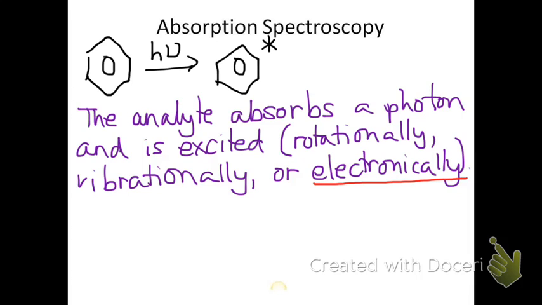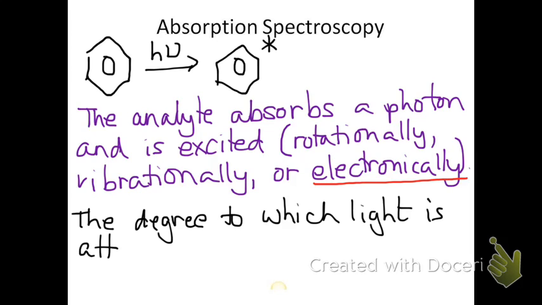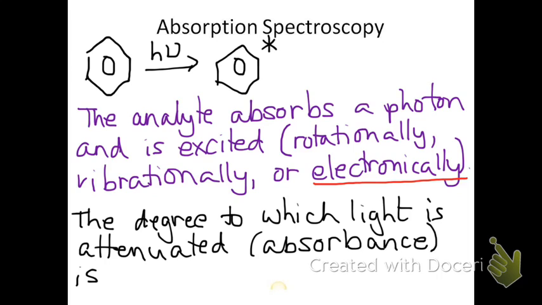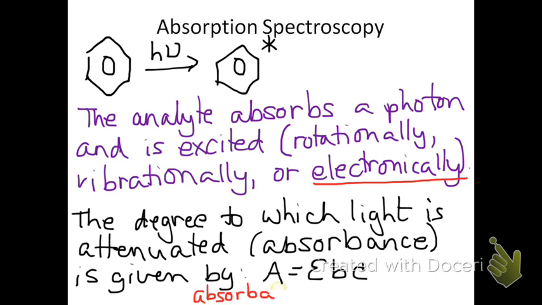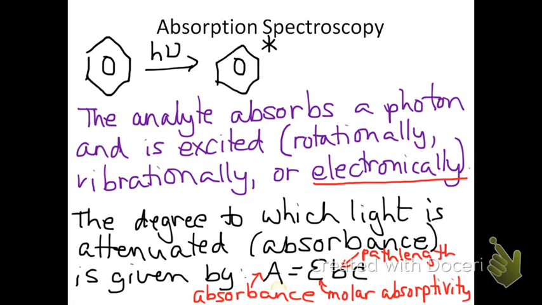Electronic excitations occur when molecules are irradiated with light in the ultraviolet and sometimes visible regions of the spectrum. This is why we often refer to UV visible or UV-vis spectroscopy. The degree to which light is attenuated is referred to as the absorbance, and it is given by the equation A equals epsilon b c, where epsilon is the molar absorptivity, b is the path length, and c is the concentration. These concepts are discussed in more detail in your pre-lab reading.